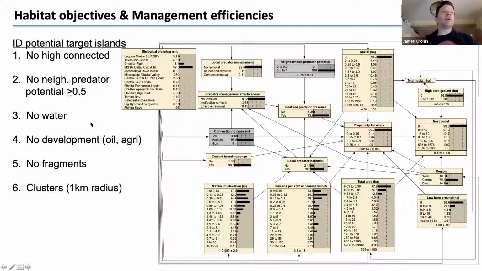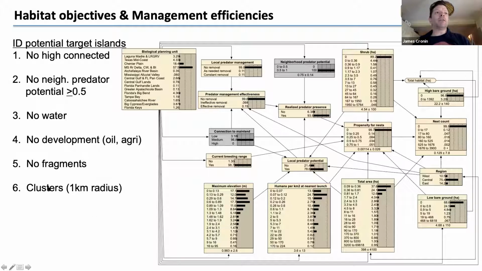So that gave us a pool of islands, and then we visually inspected those islands in 2018 Google Earth to make sure that they weren't now water, either due to sea level rise or storms, that they didn't have any development on them, such as oil or agriculture infrastructure, and no fragments. The land cover often fragments the islands. So maybe there's just a pixel hanging off a corner of an island. It really belongs to the larger island, so we wouldn't consider those little fragments.